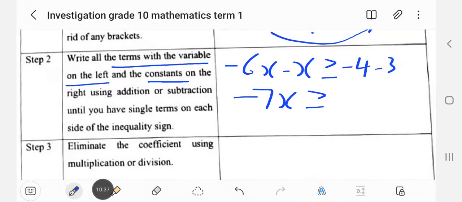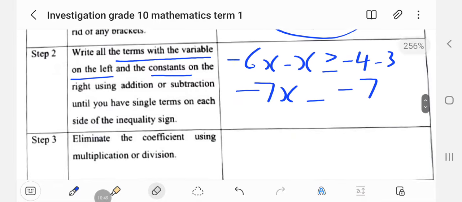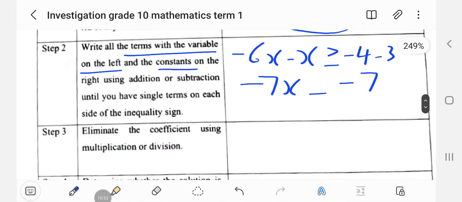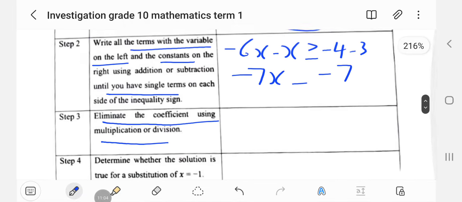Minus 4 minus 3, we have minus 7. Now we divide by minus 7 on both sides. But before that, let's stop there according to the instruction. Let me read the instruction again: using addition or subtraction until you have a single term. Okay, so that's enough. Eliminate the coefficient by using multiplication or division.